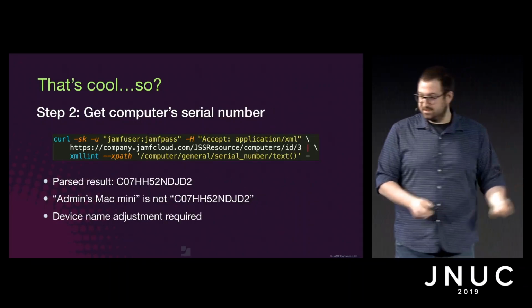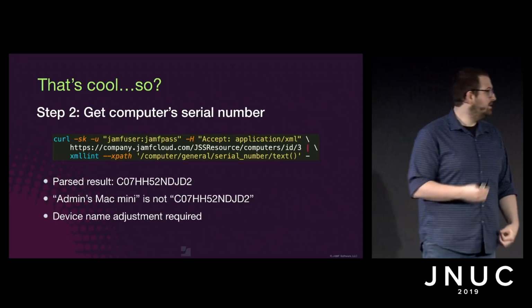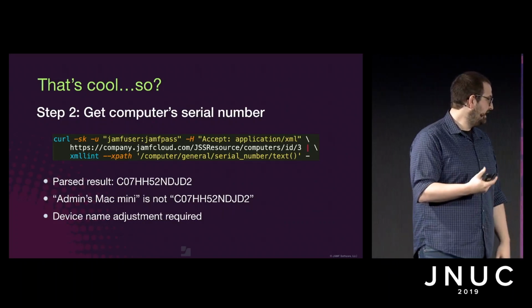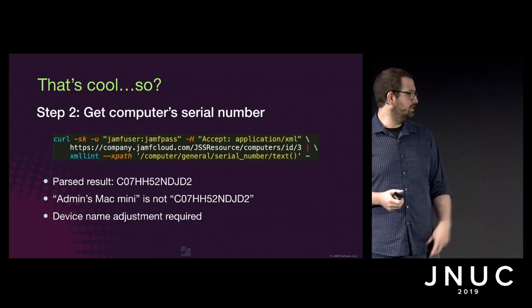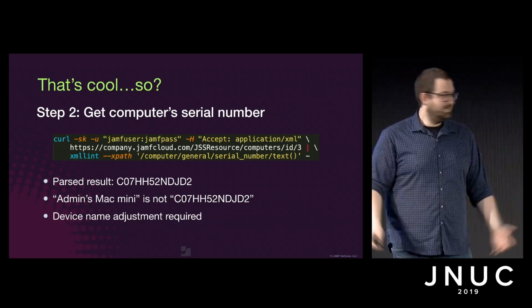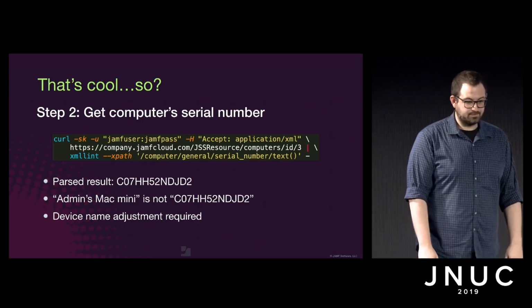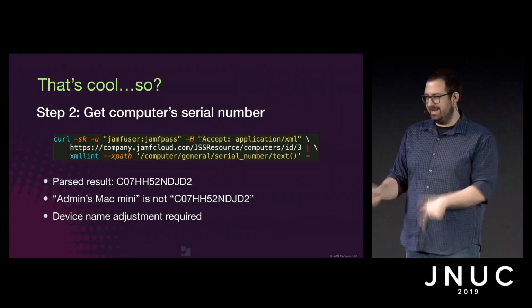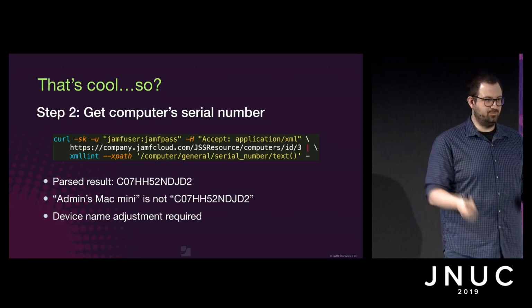So we can find, as Chris mentioned earlier, that serial number. I know by plain sight, and so would a computer, that the string or the text admins Mac Mini is not equal to the serial number. The device name adjustment is required. So we talked about get. We talked about retrieving all the information. But that's not automating. That's just reading.